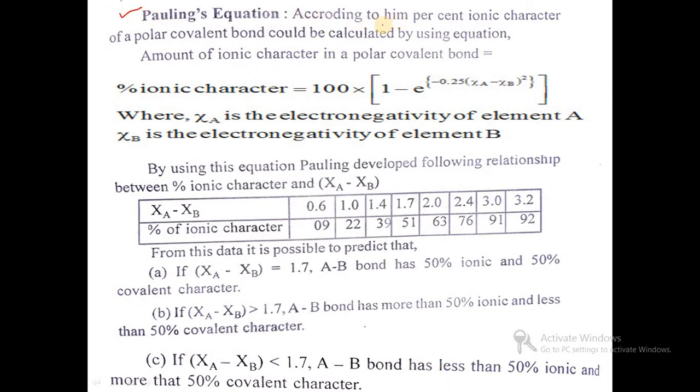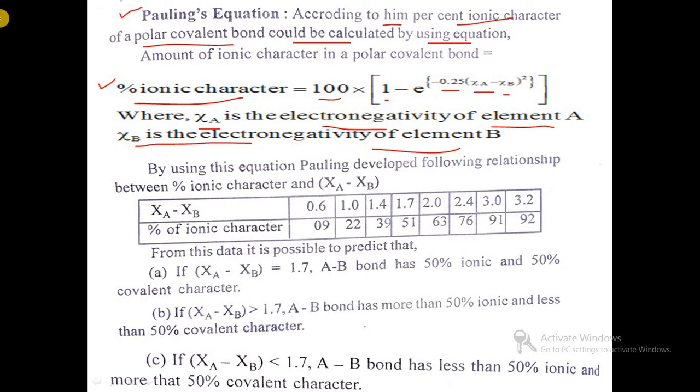According to Pauling, the percent ionic character of a polar covalent bond can be calculated by using the equation: percentage ionic character is equal to 100 multiplied by 1 minus e raised to the power minus 0.25 times (xA minus xB) squared, that is the electronegativity difference between atoms A and B squared, where xA is the electronegativity of element A and xB is the electronegativity of element B.